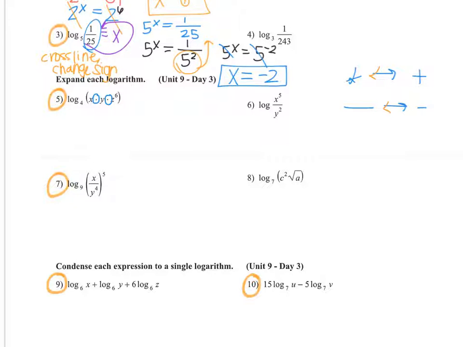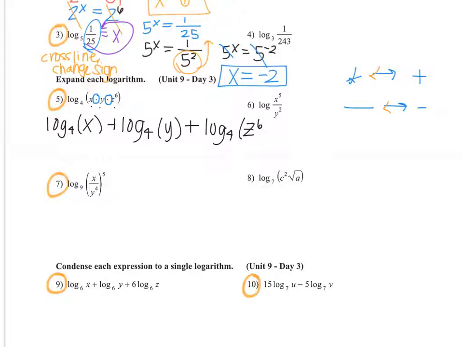So I see 2 multiplication symbols in number 5, which means that I should have 2 plus signs in my final answer. And because there are 1, 2, 3 variables, x, y, and z, that means I should have 3 logs in my final answer. So we start with log base 4. You leave the base 4 there. You don't touch it at all. You just keep it of x. Whenever I say of, that means I'm opening up a pair of parentheses. Plus log base 4 of y plus log base 4 of z to the 6th.